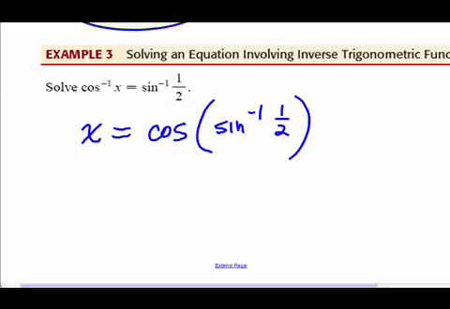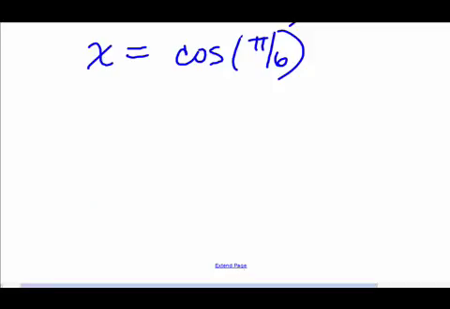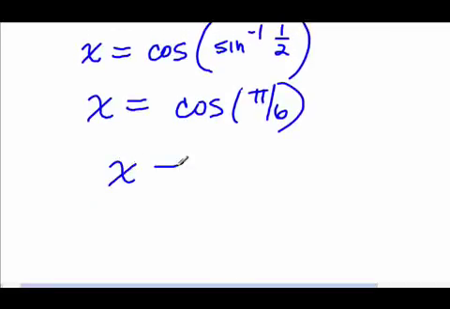So what is the angle that has a sine of 1/2? 30 degrees. This one's probably dealing with radians. So we're going to write this as pi over 6. So this is nothing more than the cosine of pi over 6. And the cosine of pi over 6, square root of 3 over 2.